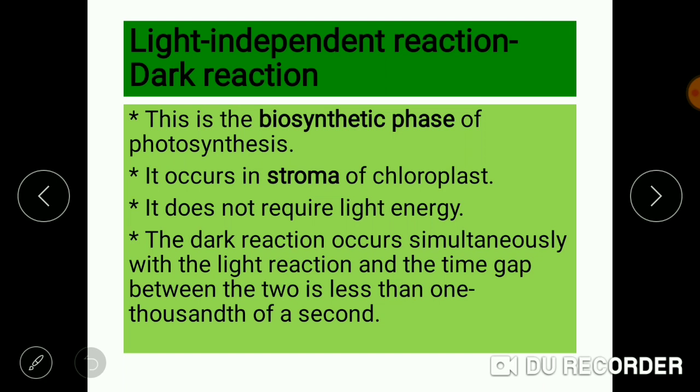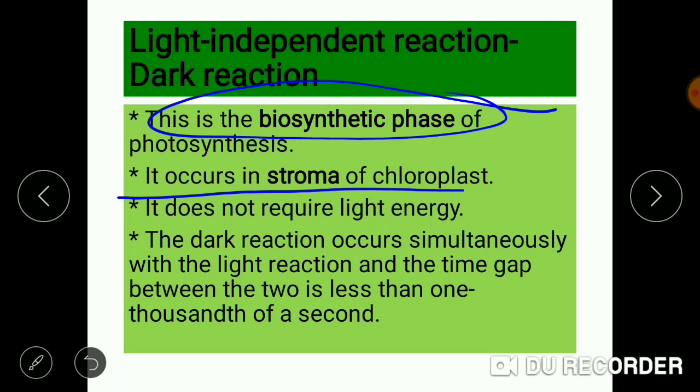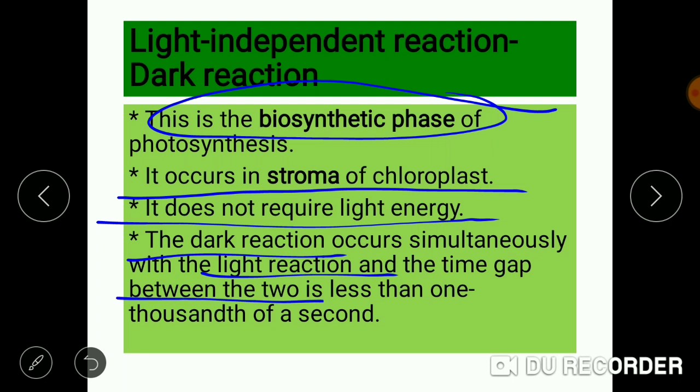Now we move on to the light independent reaction, which is also known as dark reaction. This is also known as the biosynthetic phase of photosynthesis. It occurs in the stroma of the chloroplast. It does not require light energy, it is independent of light. This dark reaction occurs simultaneously along with the light reaction, and the time gap between the two is less than 1/1000 of a second.